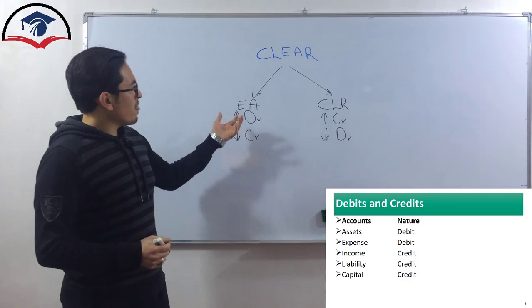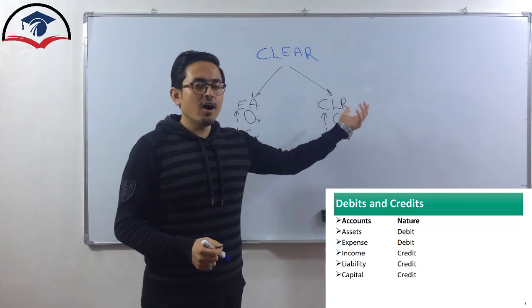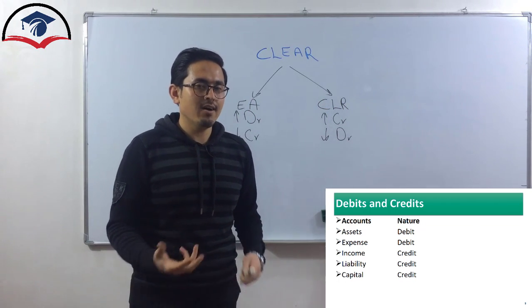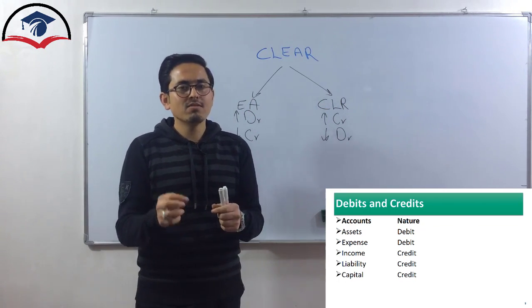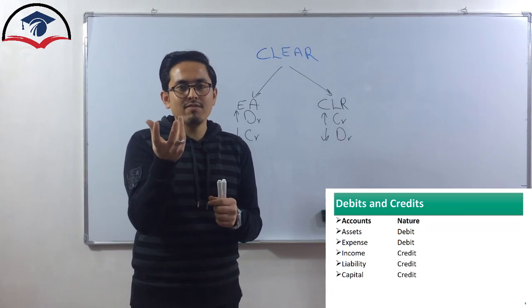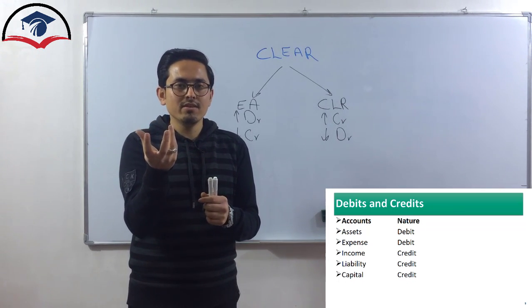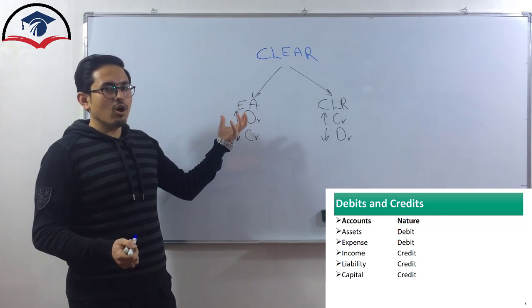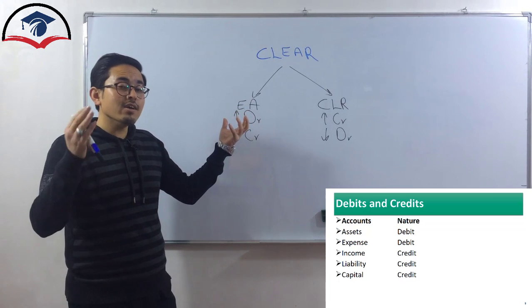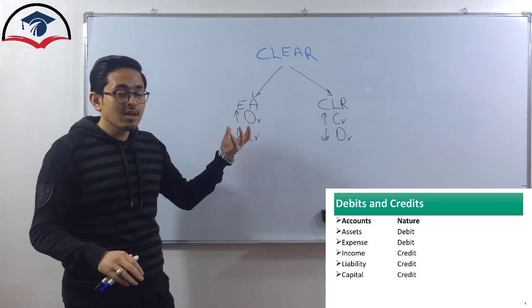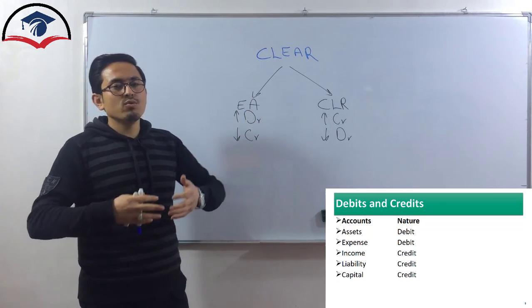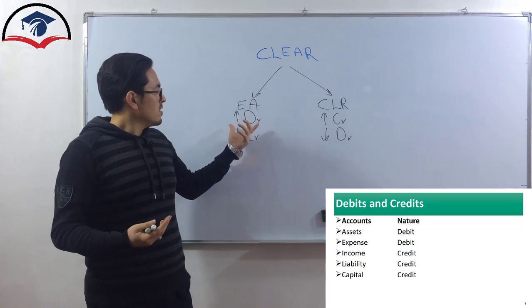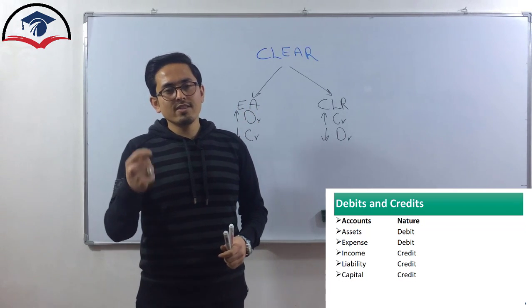You can see here that we have two categories, CLR and EA. Whenever you say I have some cash in my bank account, that means you have some amount available. Something has been debited and it has a debit nature. That's why expense and asset always have a positive balance. It is possible to have a negative balance, but in most cases, due to its nature, it has a positive balance. And positive is the debit. That's why they have debit nature.